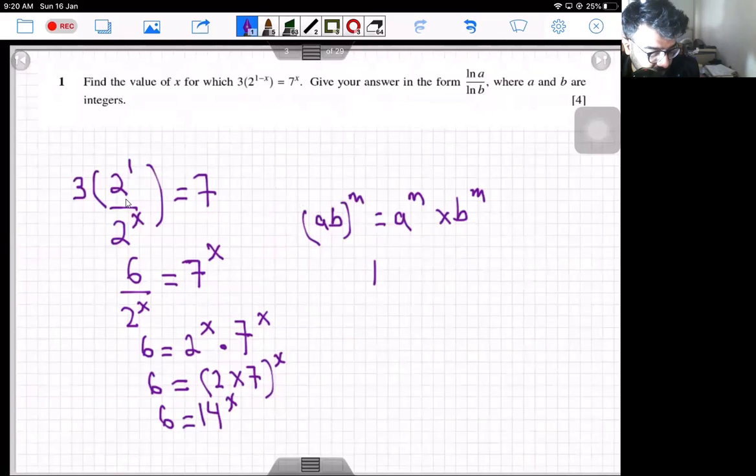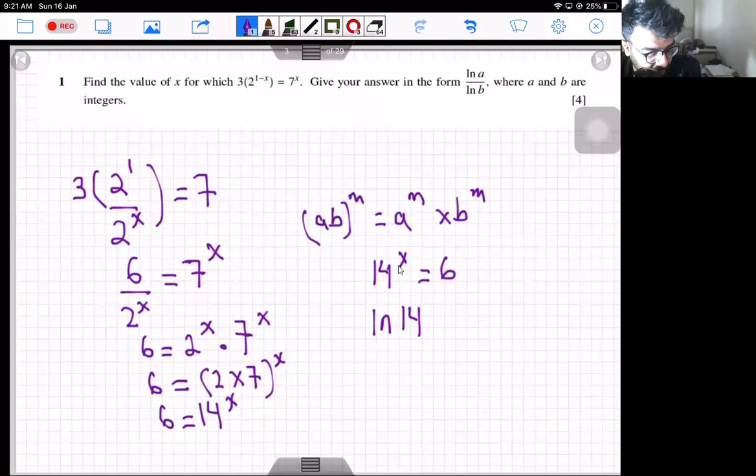Now what we need to do is just solve this equation. 14 raised to the power x is equal to 6. In order to find the value of x, in order to make x the subject of the equation, obviously, what you need to do is introduce ln on both sides. Because if you don't do so, you won't be able to make x the subject of the equation, and you won't be able to find the value of x. So you have to introduce ln on both sides.